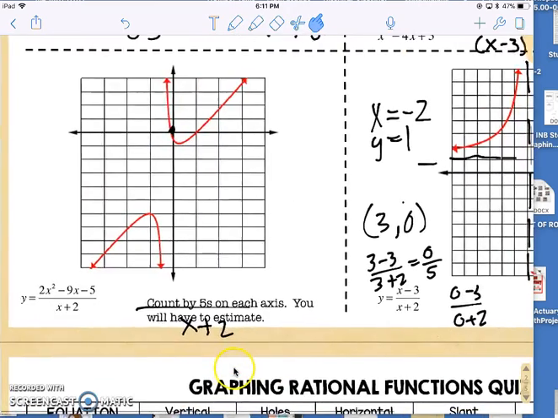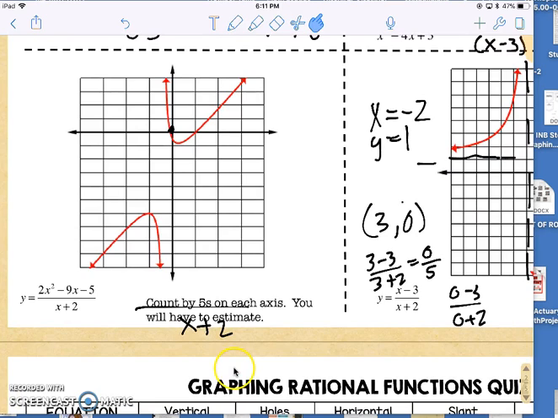Let's look at this last one. This is strange. Well, there appears to be a vertical. It says count by 5s on the x-axis. So right there's a vertical. Well, it makes sense from our graph. That's x equals negative 2. Y-intercept, so that's 5, 0. And it looks like there's another one there.